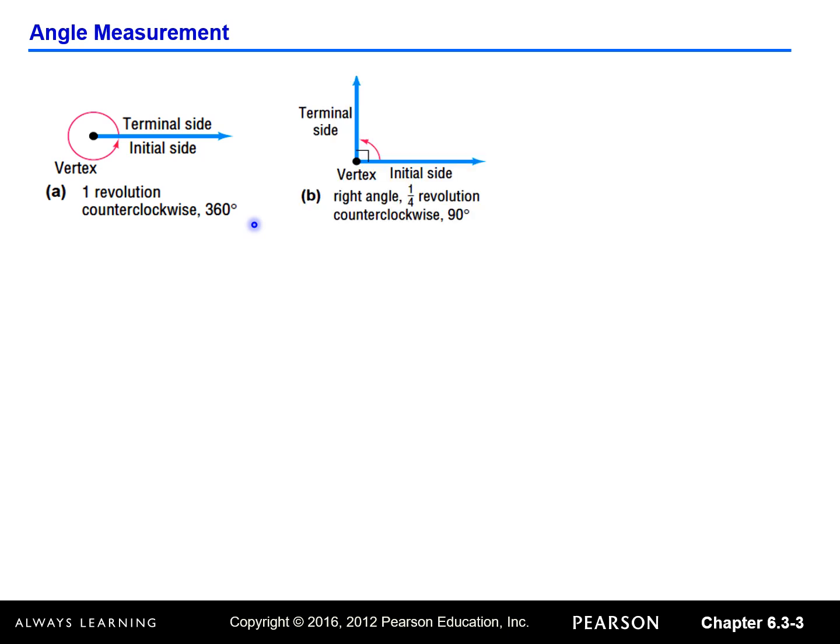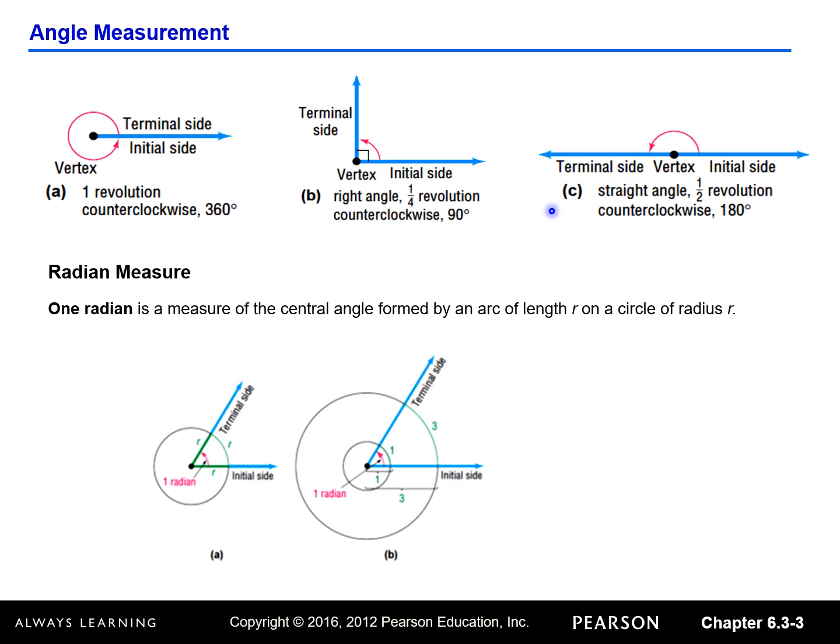The second one is a right angle. This right angle is formed when the initial side moves in a counterclockwise direction up to this terminal side. This is 1/4 of the revolution or 1/4 of the rotation, and is equivalent to 90 degrees. The next one is the straight angle. A straight angle is 1/2 of the revolution, formed when the initial side rotates counterclockwise up to the opposite of the initial side. This is called a straight angle, and it measures 180 degrees.